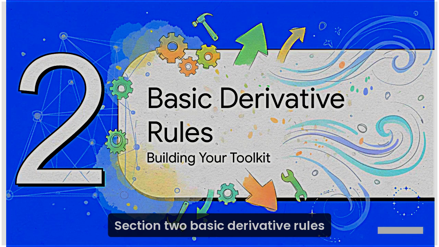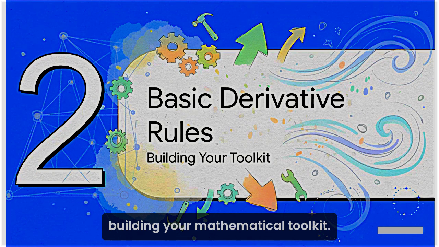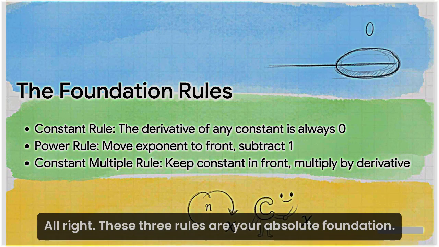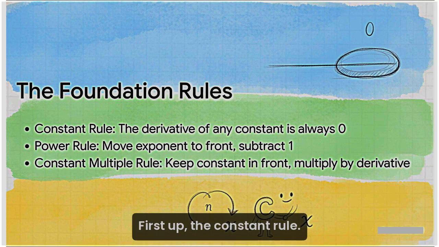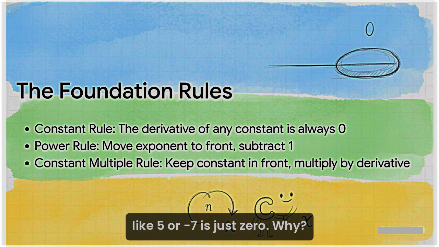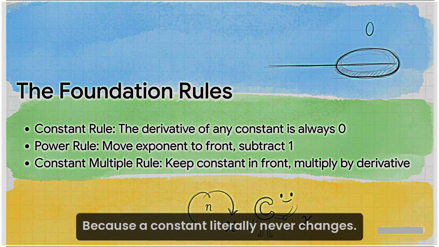Section 2. Basic Derivative Rules. Building your mathematical toolkit. All right, these three rules are your absolute foundation. First up, the constant rule. The derivative of any isolated number, like 5 or -7, is just 0. Why? Because a constant literally never changes.